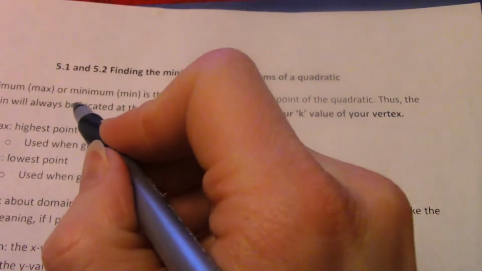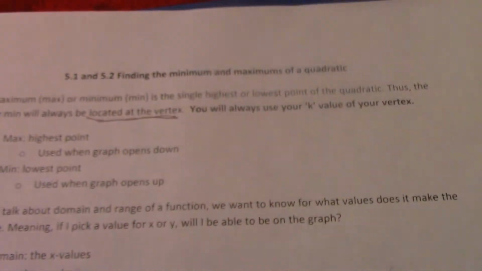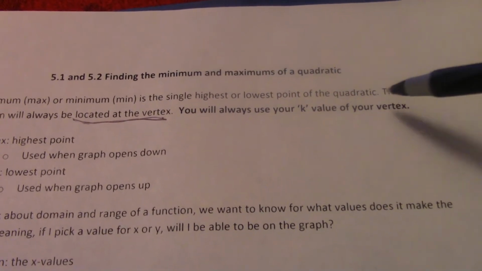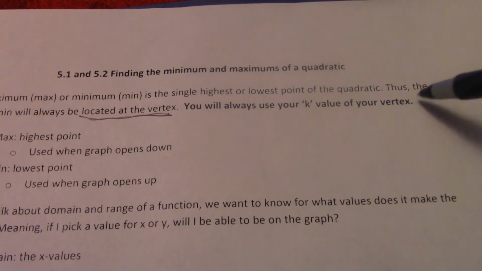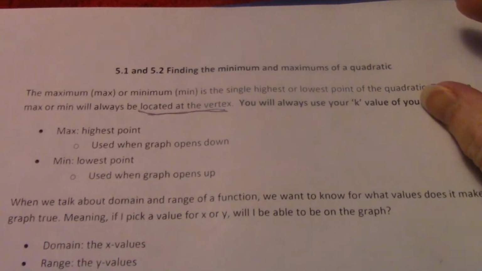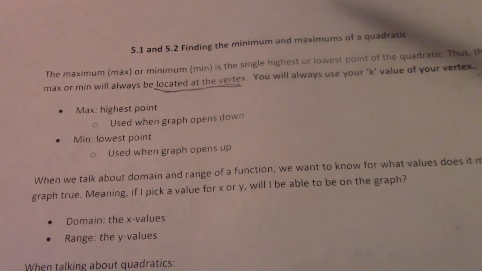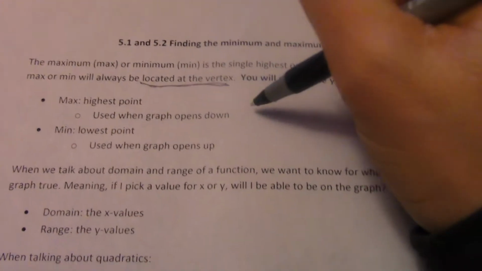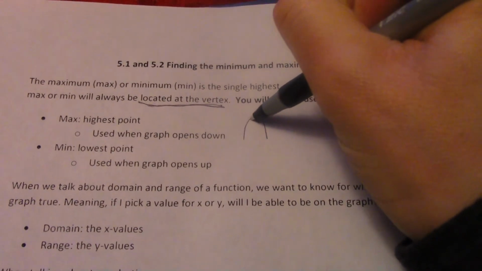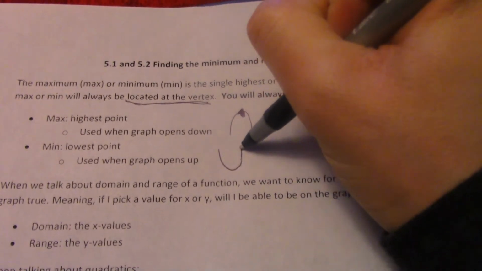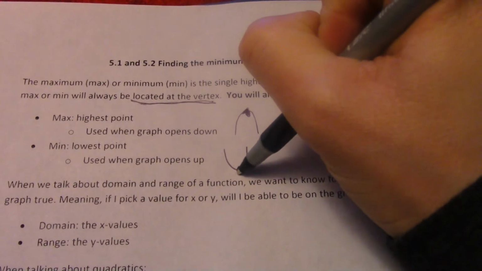So it's located at the vertex, so you need that. You will always use your k value of your vertex. Okay, very, very important here. So max is the highest point when your graph opens down. So if your graph looks like this, here's your maximum. If your graph looks like this when it opens up, it's going to be your minimum, your lowest point.